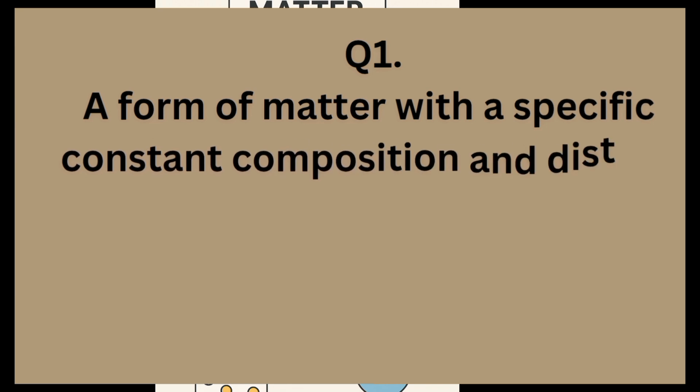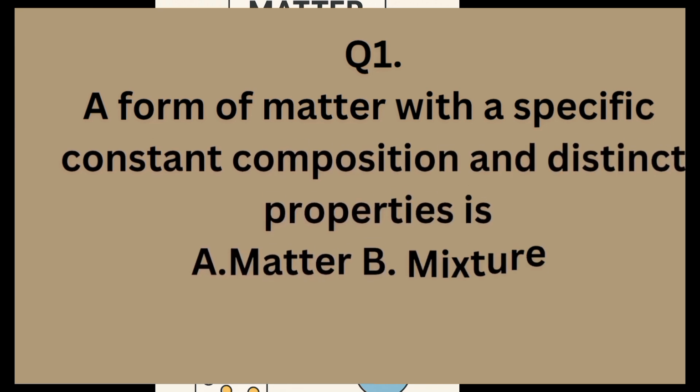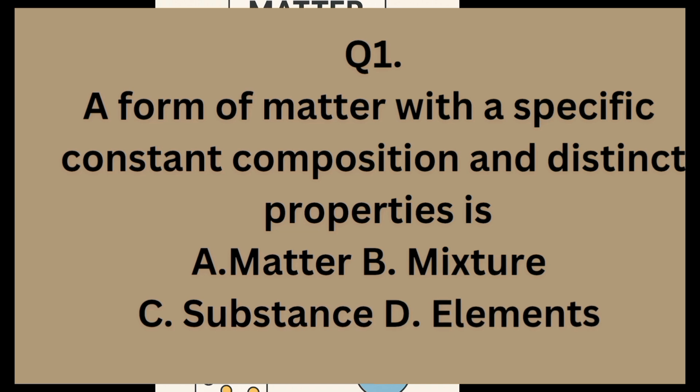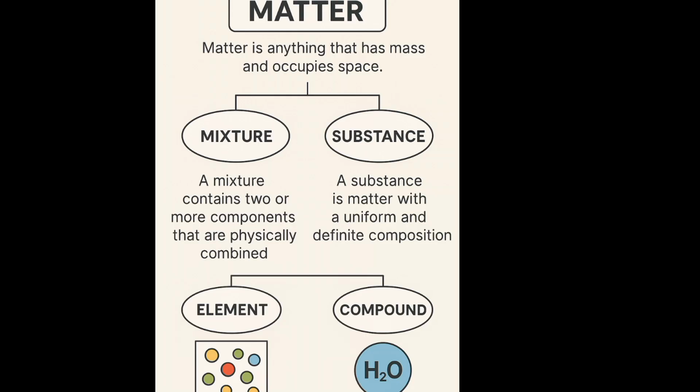The third one is substance. A substance is a form of matter with a specific constant composition and distinct properties. This definition matches the question, so the answer is C. To elaborate, a substance can be classified into 2: elements and compounds. Elements and compounds have distinct properties and constant compositions. Elements are made from a single kind of atom, while compounds are made from more than 2 elements.